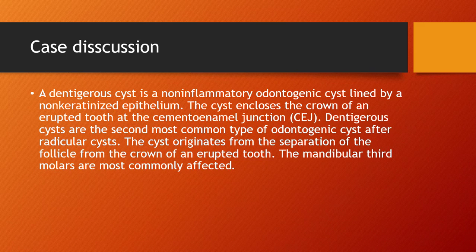Case discussion. A dentigerous cyst is a non-inflammatory odontogenic cyst lined by a non-keratinized epithelium. The cyst encloses the crown of an unerupted tooth at the cemento-enamel junction. Dentigerous cysts are the second most common type of odontogenic cyst after radicular cysts. The cyst originates from the separation of the follicle from the crown of an unerupted tooth. The mandibular third molars are the most commonly affected.